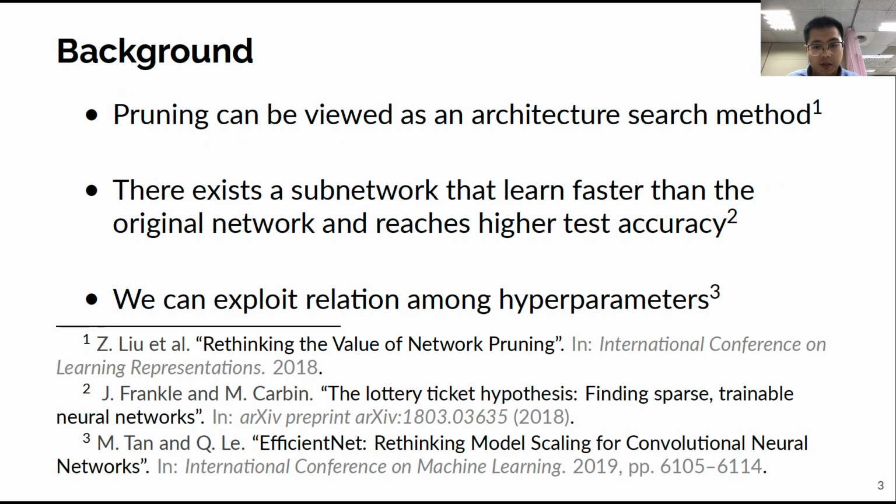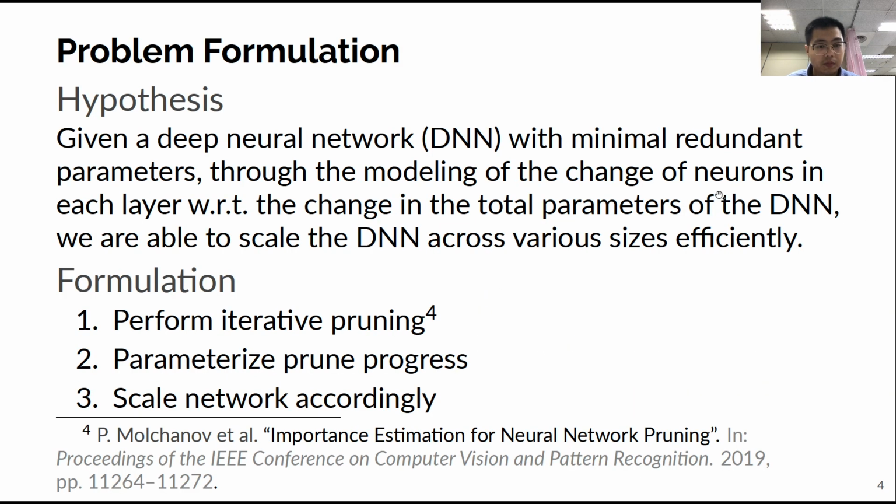The design of this paper is based on three important ideas. First, from the pruning paper, we're taking the value of neural network pruning. We know that pruning can be viewed as an architectural search method. Second, the lottery ticket hypothesis paper hypothesized and showed that there exists a subnetwork that learns faster than the original network and reaches higher test accuracy. Third, the paper EfficientNet shows that performance gain can be obtained if we exploit the relation among hyperparameters, for example, filters, layers, and input resolution.